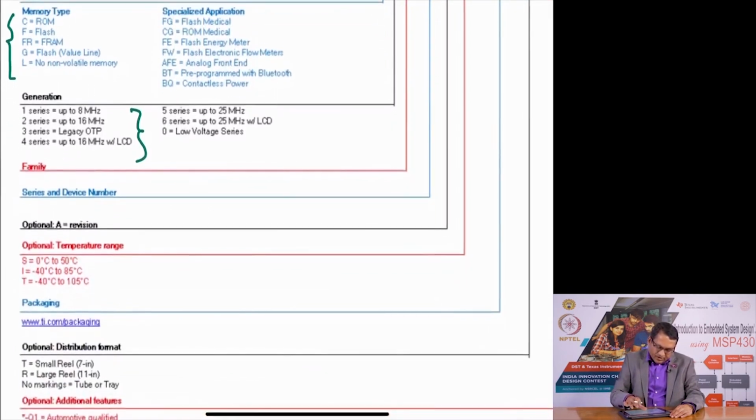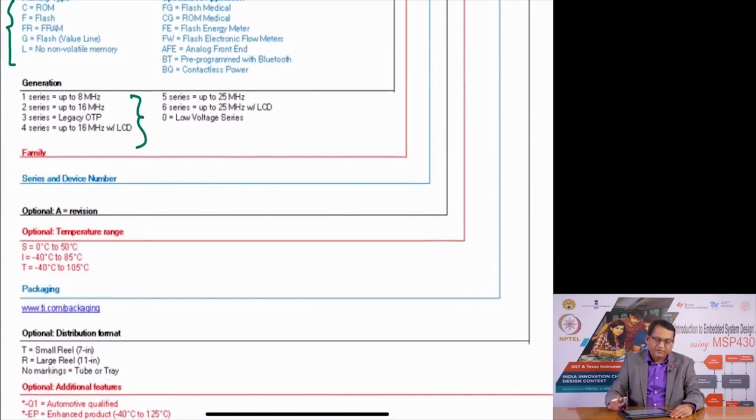At the bottom, it also has a variety in terms of the temperature range for which these microcontrollers are guaranteed to operate, and we have 3 temperature ranges. The standard one is 0 to 50 degrees, then you have the industrial range which is minus 40 to 85 degrees, and an extended range which is minus 40 degrees to plus 105 degrees centigrade.